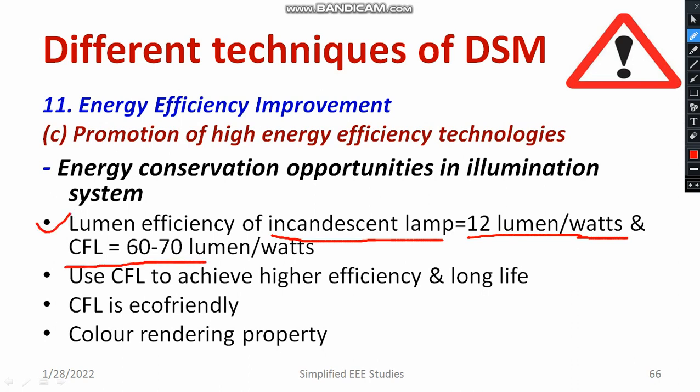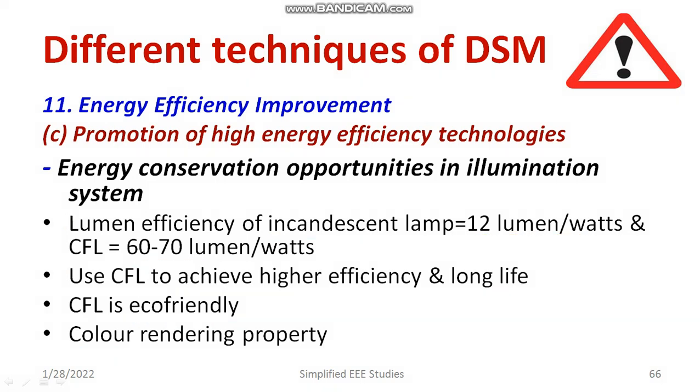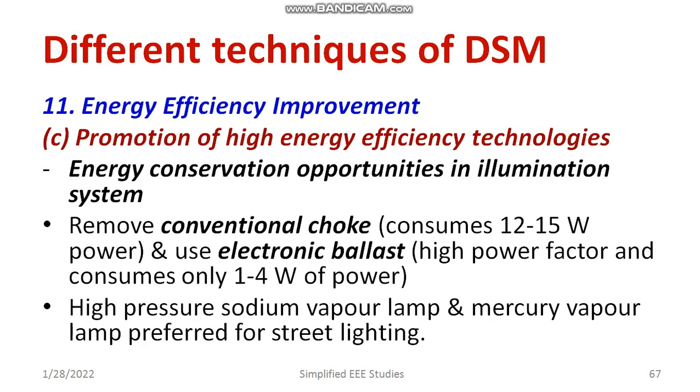Obviously, we need to replace all kinds of incandescent lamps with CFL. The peculiarities of CFLs are as follows: high efficiency and durability. CFL is eco-friendly also, and it has a color rendering property. The amount of heat dissipated from the CFL is very little compared to an incandescent lamp. These are the simple pieces of information about energy conservation opportunities in the area of illumination systems.